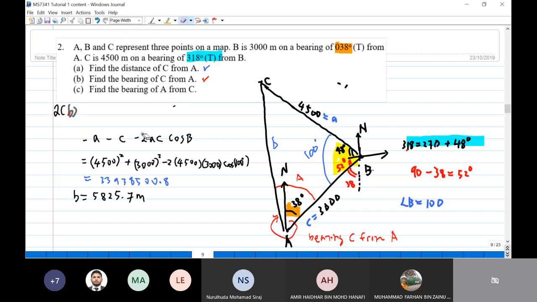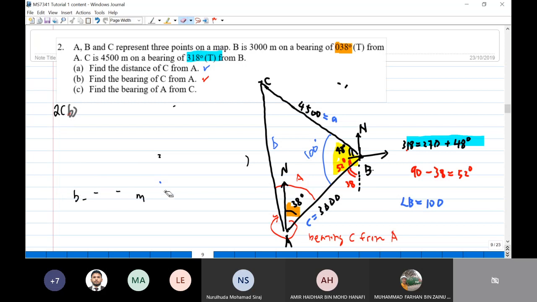Okay, so now I answer part B straight away. I know the bearing of C from A. I need to find out where angle A is first, so you can write down the sine law.